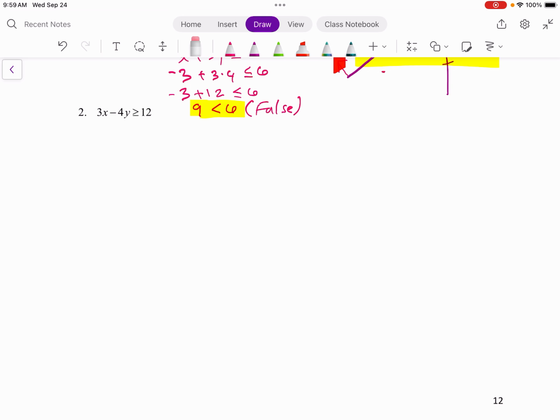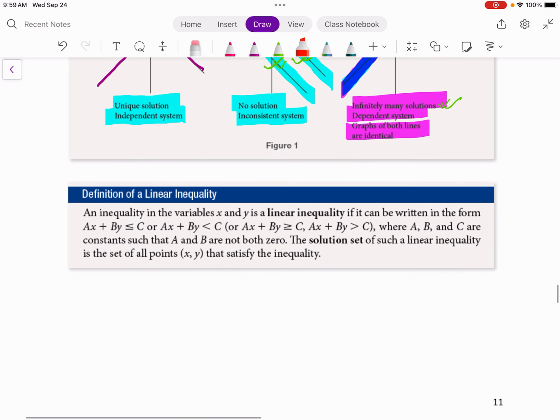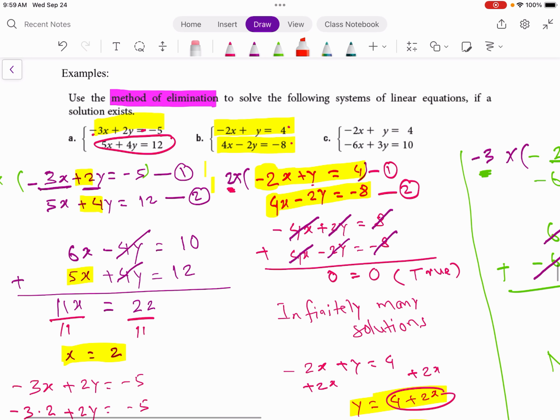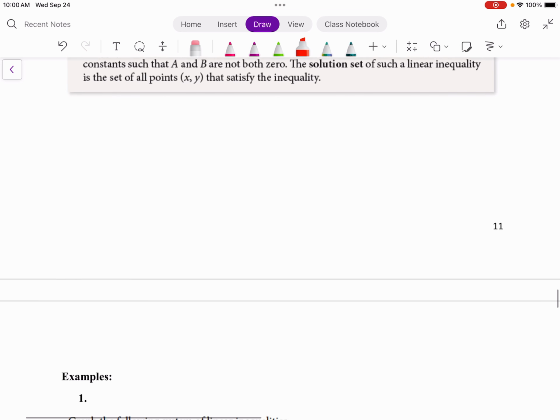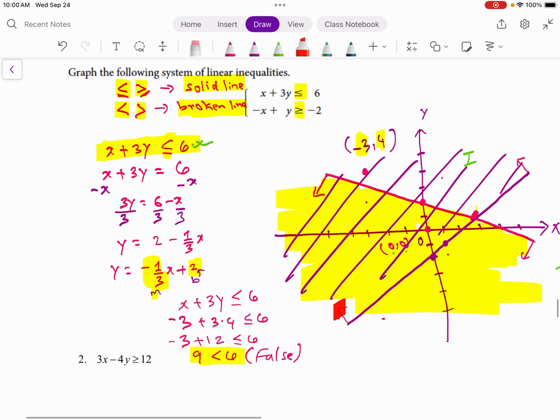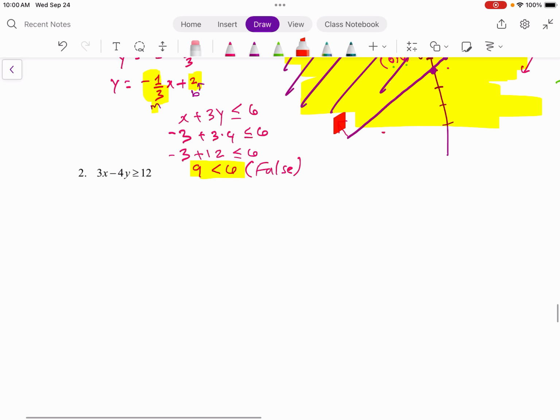In this section, we are trying to solve our linear system of equations and linear system of inequalities. Okay, so we used the elimination method to solve a system of linear equations, and to solve a system of linear inequalities we will use the graphical method.